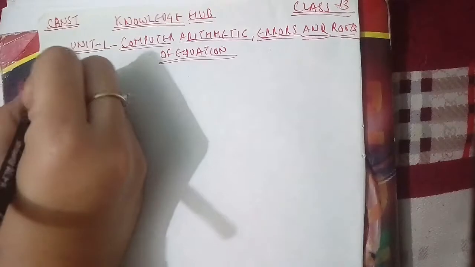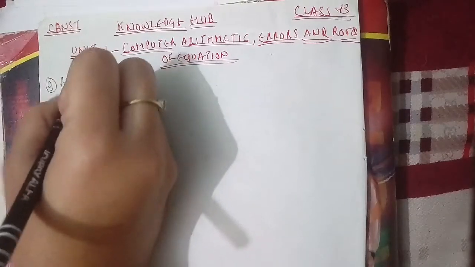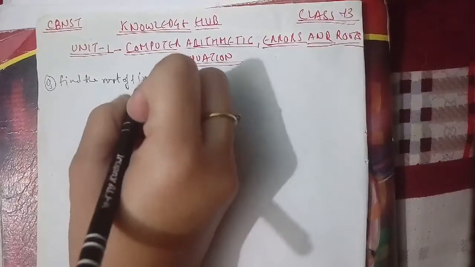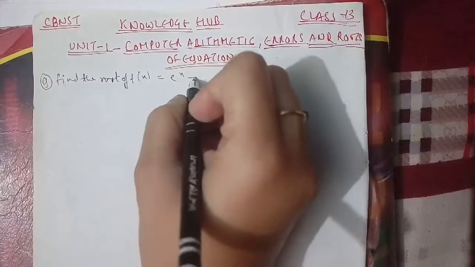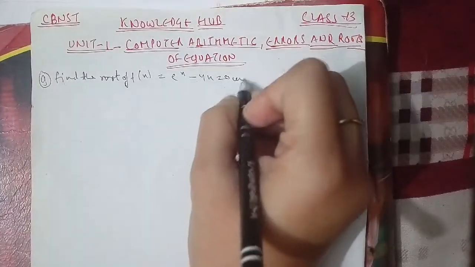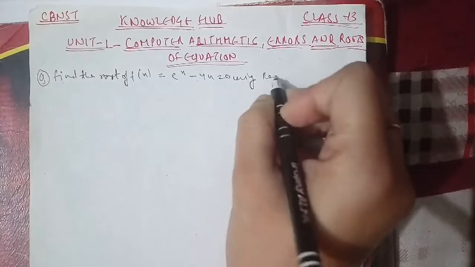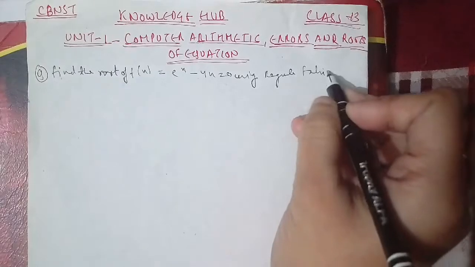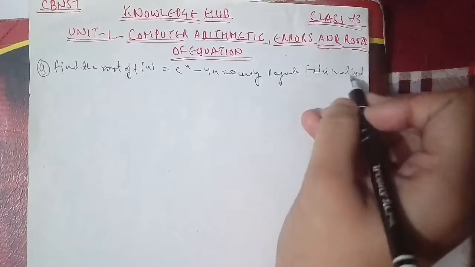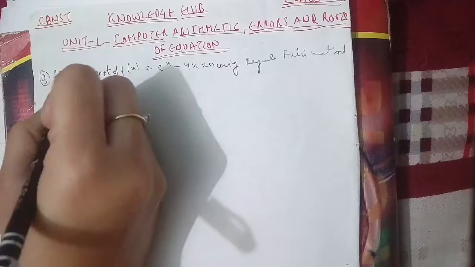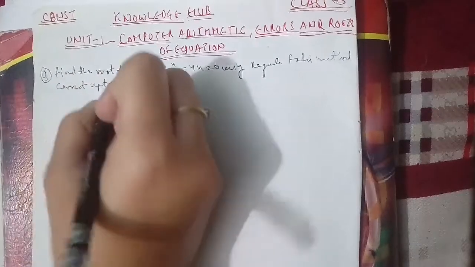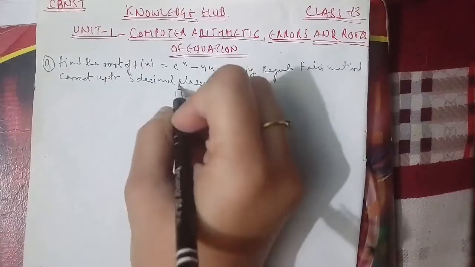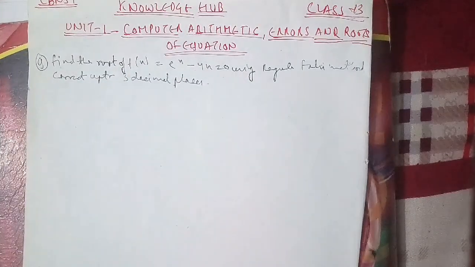So we have your question here. Find the root of f(x) = e^x - 4x = 0 using the regula falsi method, correct up to 3 decimal places. So we go ahead for the same.